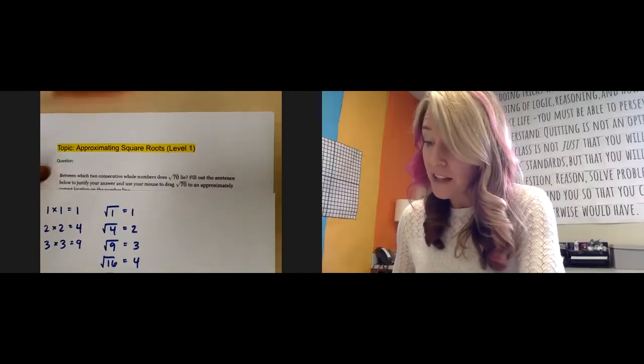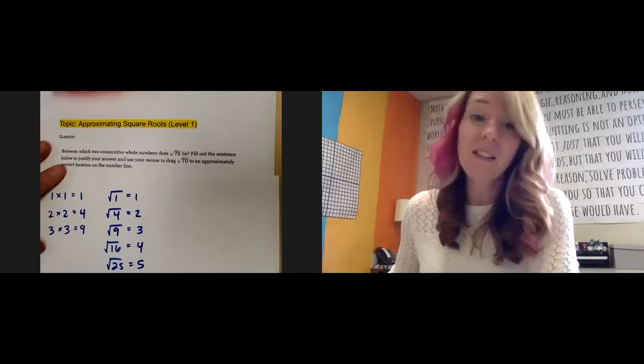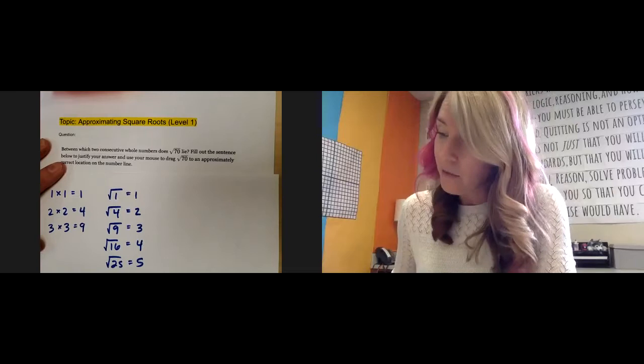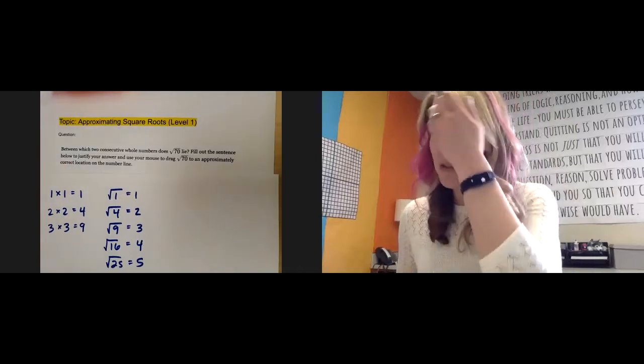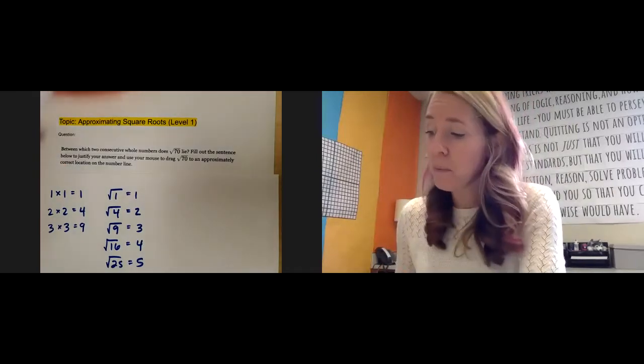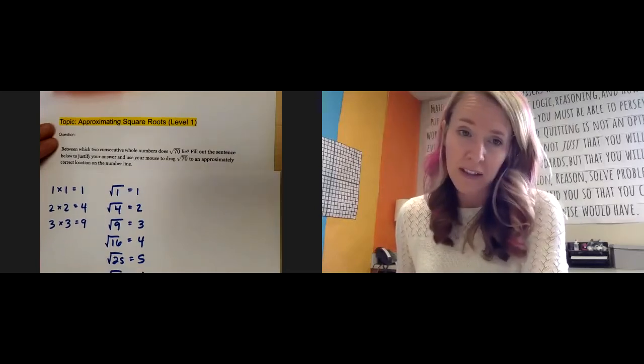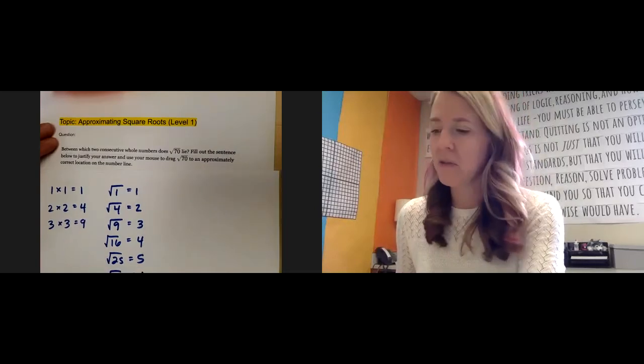So this first question says, between which 2 consecutive whole numbers does the square root of 70 lie? Fill out the sentence below to justify your answer and use your mouse to drag the square root of 70 to an approximately correct location on the number line. They're going to be a little forgiving, but you still have to get it in the right general area.